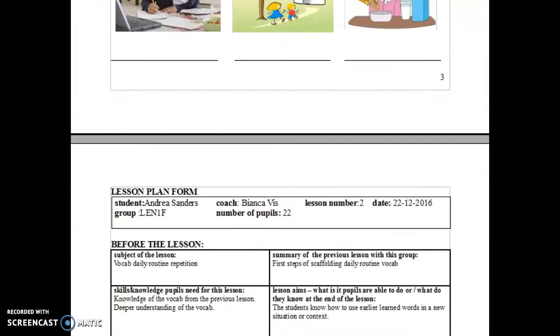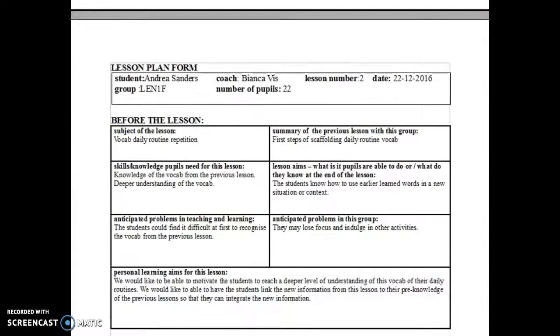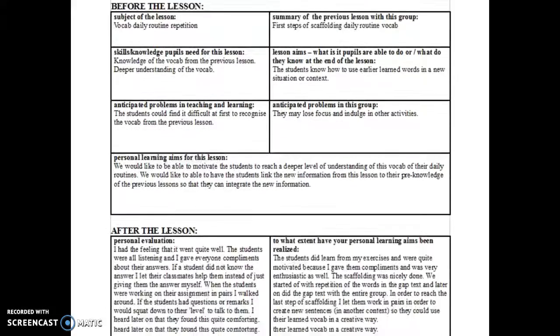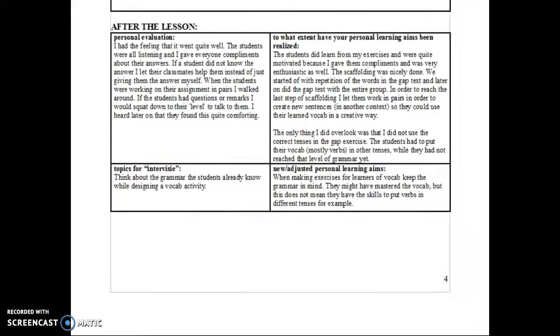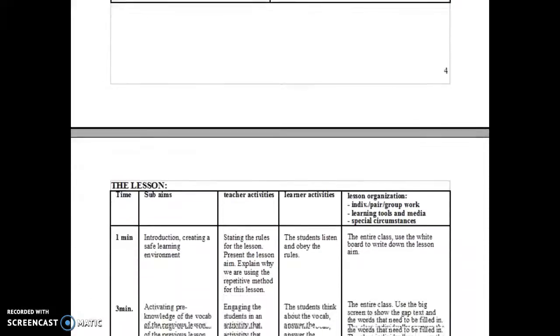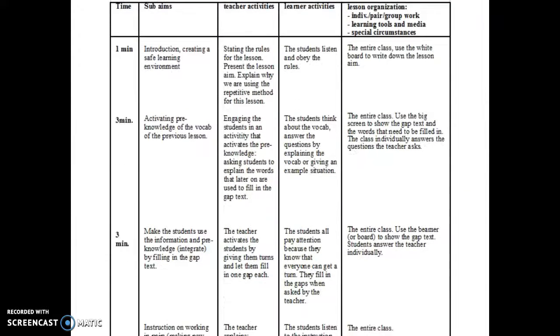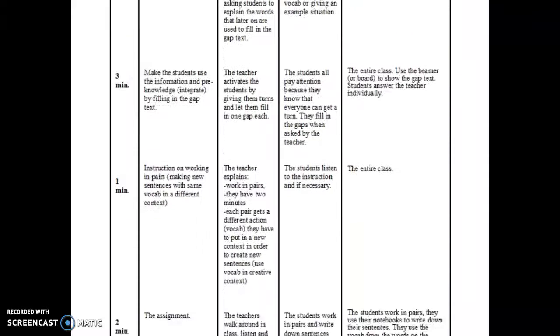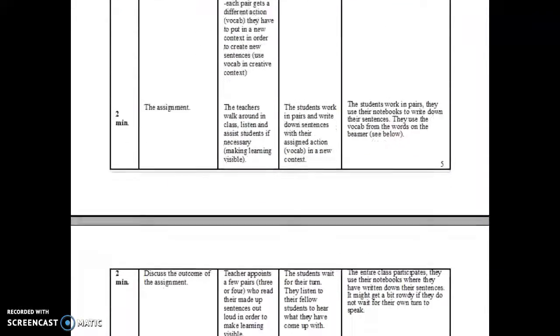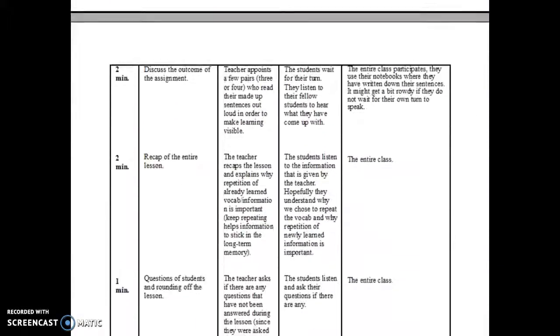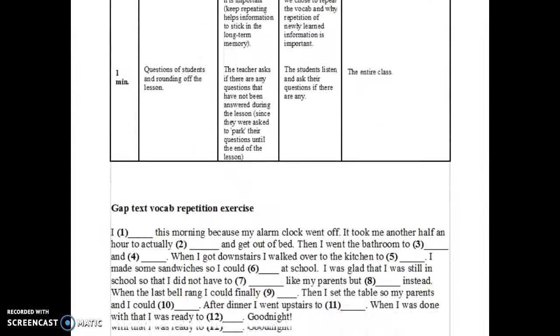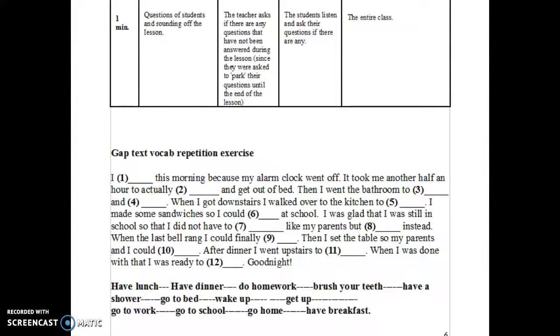Our lesson aim was that the students know how to use earlier learned words in a new situation or in a context. And we tried doing so by first having the students pronounce all of the words again and later on explain to us, the teachers, the meaning of these words. Then we made a gap exercise which the students had to fill in.